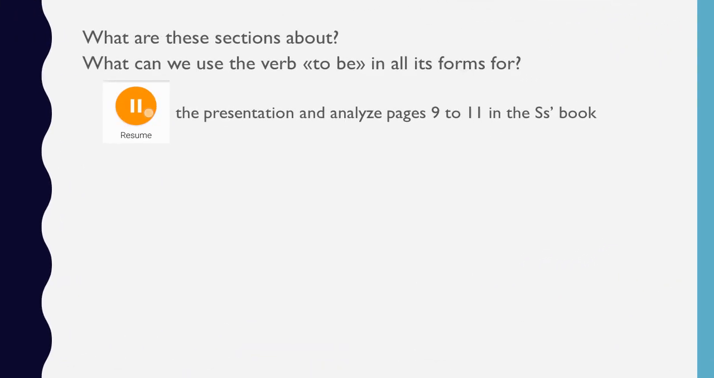What we saw before of the verb to be was the form. Now we are going to concentrate on the uses. So if you had a look at the book from pages 9 to 11, let's see what these sections are about. What can we use the verb to be in all its forms for? So now we are going to pause the presentation and analyze these pages to see if you can discover in which situations or with which purposes the verb to be is used.